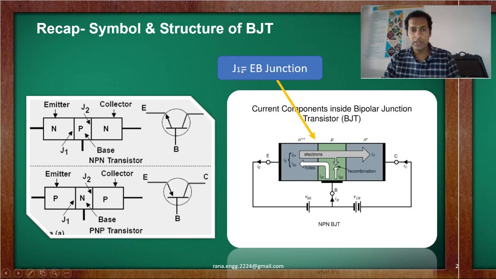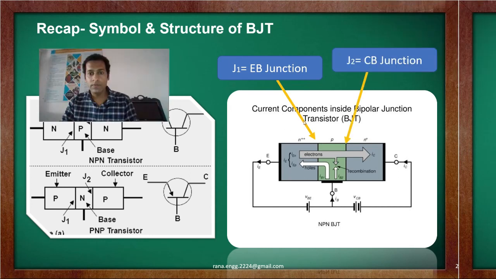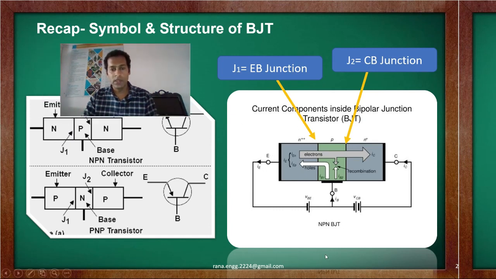So we have two junctions here: J1, also called the EB junction, and J2, also called the collector base junction. These things we have to remember.